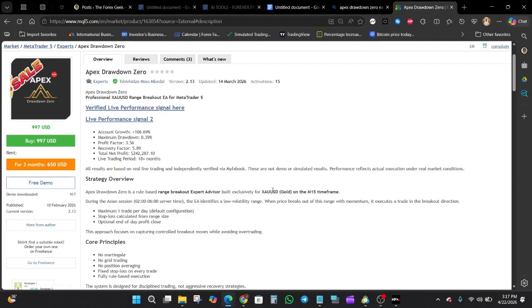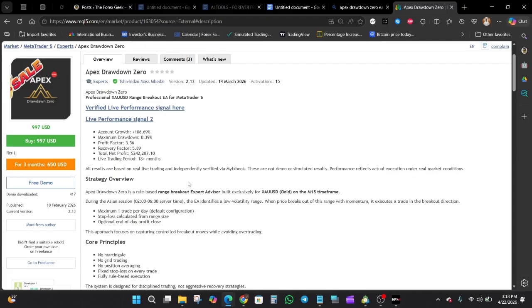Now let's just break down how this EA is structured. At its core, this is a range breakout strategy. What it does is identify a low volatility range during the Asian session, and then it looks to trade the breakout when price moves outside that range with momentum, right?